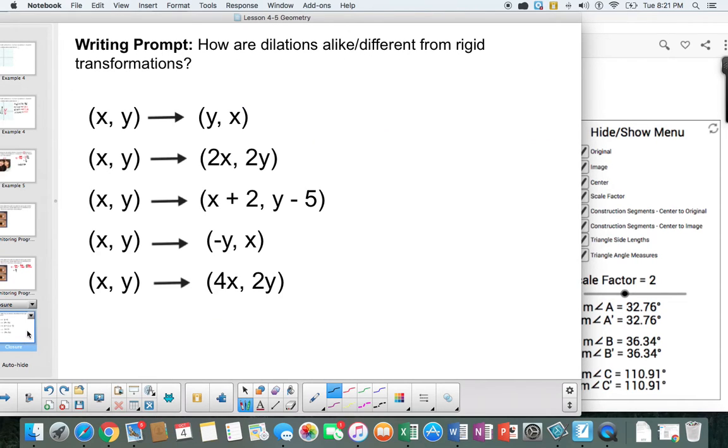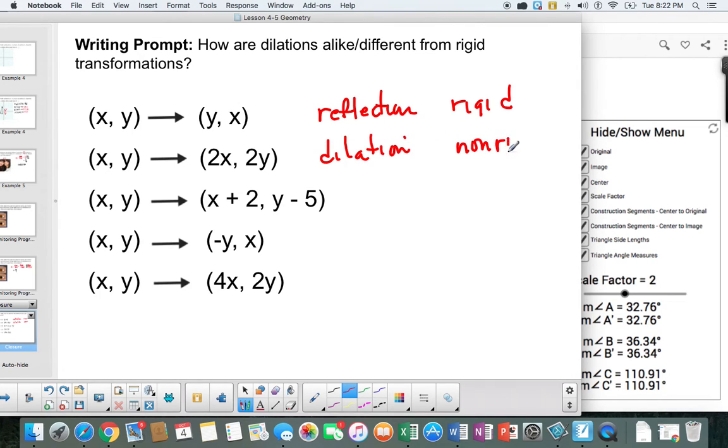Okay, last slide. How are dilations alike or different from rigid motion transformations? So here's a bunch of transformations, and let's see if you can identify this one. This one I hope you recognize as a reflection. And this one is rigid. I hope you recognize this. This is a dilation. This is our lesson today, and this is non-rigid.